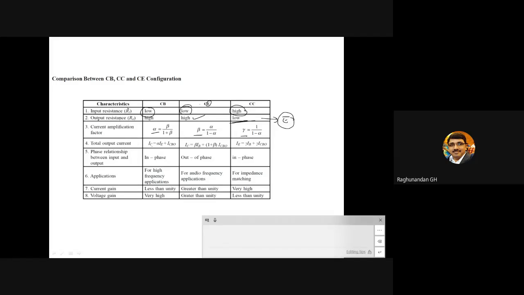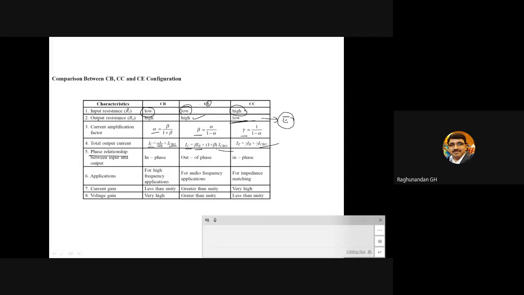And total output current: IC is equal to alpha IE plus ICBO. This is the reverse saturation current. So that will give you the total current. IC is equal to alpha times IE. IC is equal to beta times IB. Along with that, you'll have some reverse saturation current. That's why we just add them.